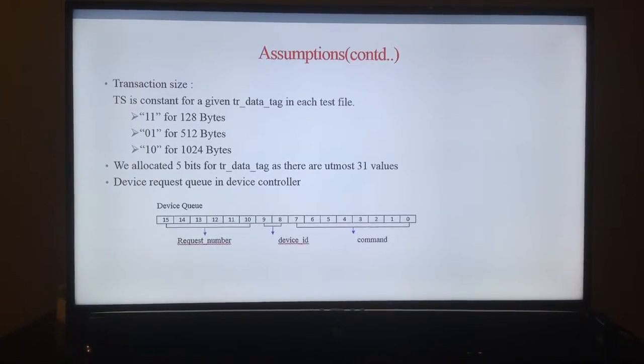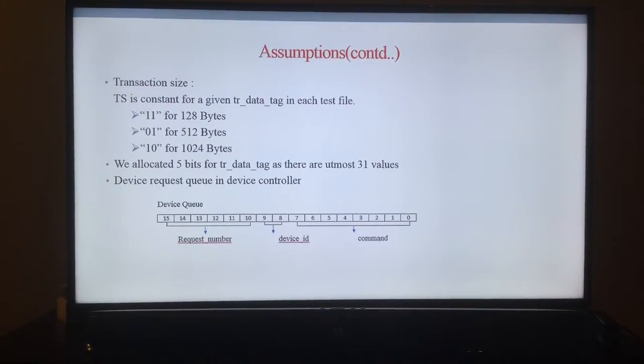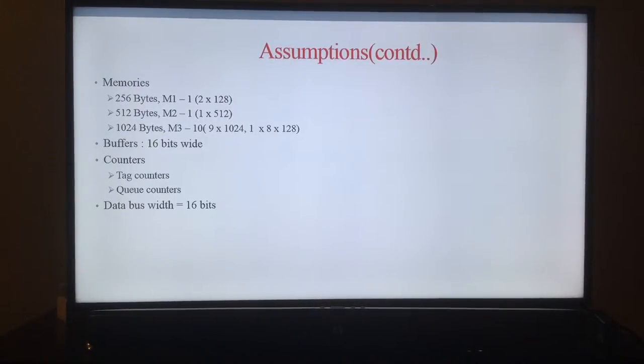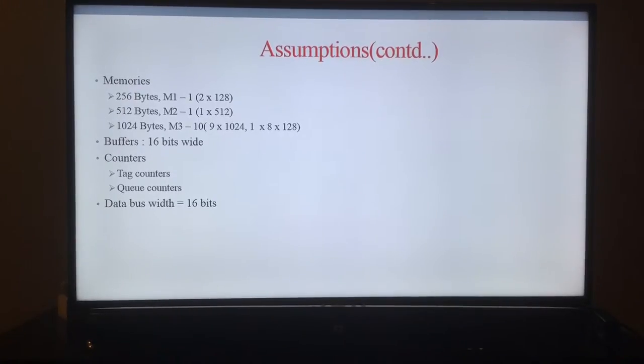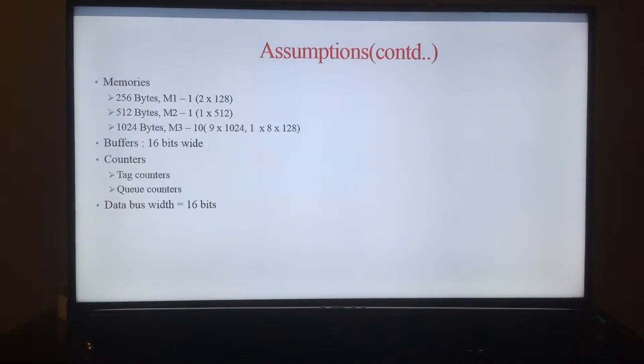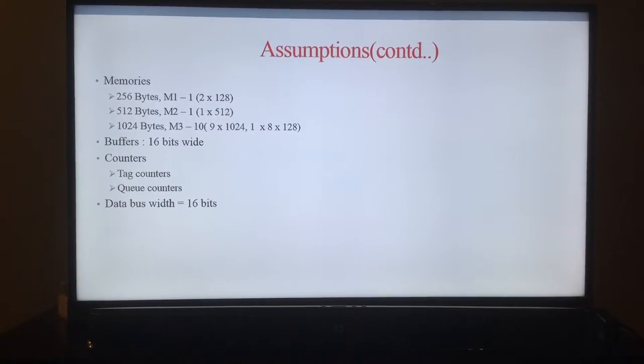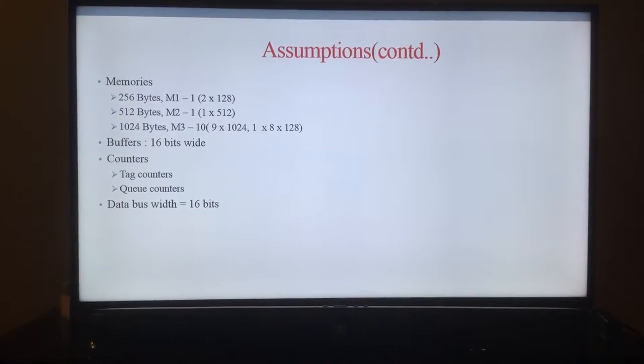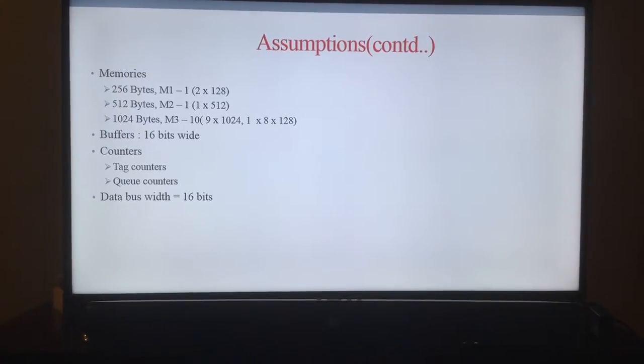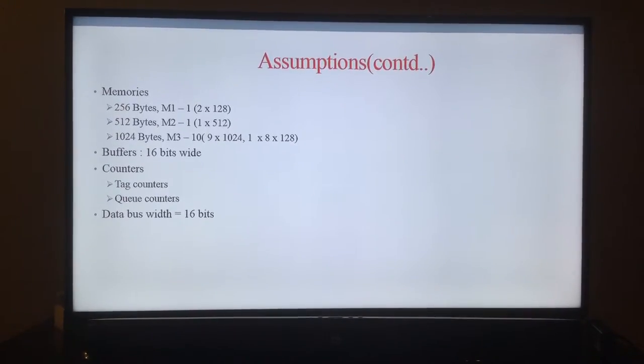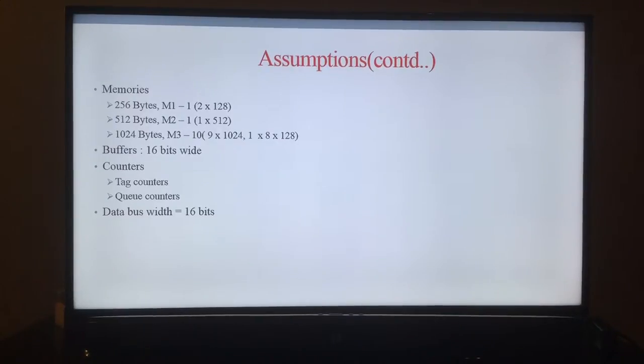As we discussed, there is a queue on the device side to manage all the requests. That queue has a request number that represents which request needs to be sent next to the satellite hub controller. In the satellite hub controller, we have three types of memories. M1 is 256 bytes, M2 is 512 bytes, and M3 is 1024 bytes. All the memories have a 16-bit wide data bus, and all the buffers used in the system are 16 bits wide. We used counters to keep track of the request queue, and to keep track of how many times we use each TR data tag.